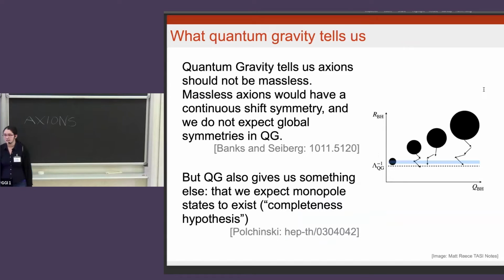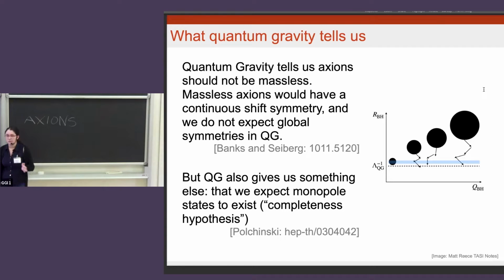Quantum gravity tells us that axions should not be massless. The reasoning behind this is the no global symmetries argument from quantum gravity, because massless axions would have a continuous shift symmetry. This argument can be derived fairly generally from black hole arguments. If you imagine taking a black hole and throwing in something with global charge, say B minus L charge, like a neutron, you can throw any number of neutrons you want into that black hole. Because of that, you can give that black hole any charge that you want. Now you can imagine waiting for that black hole to evaporate down to some size, lambda quantum gravity inverse, but it won't shed any of that global charge.